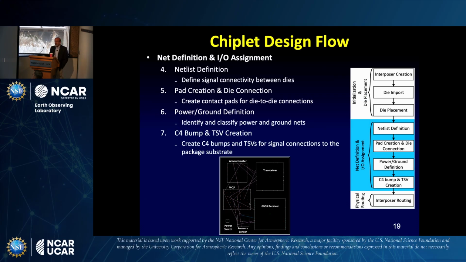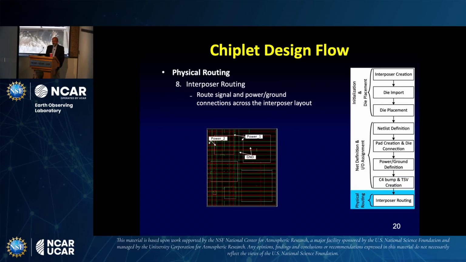The next step, we're going to route them, okay? So we'll define what signals get connected to what, create the I/O pads and define the connections that we need to make, and then define also the power supply and ground signals and where they are, and what the power supply and ground buses are. And then finally create the C4 bumps, the bumps that connect the interposer to the printed circuit board, and proceed from there. Finally, we place and route the whole thing, and that's the final design we get, right?